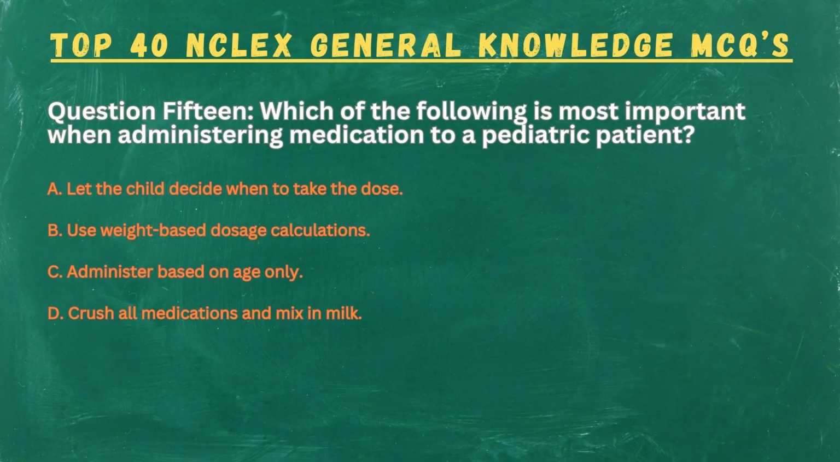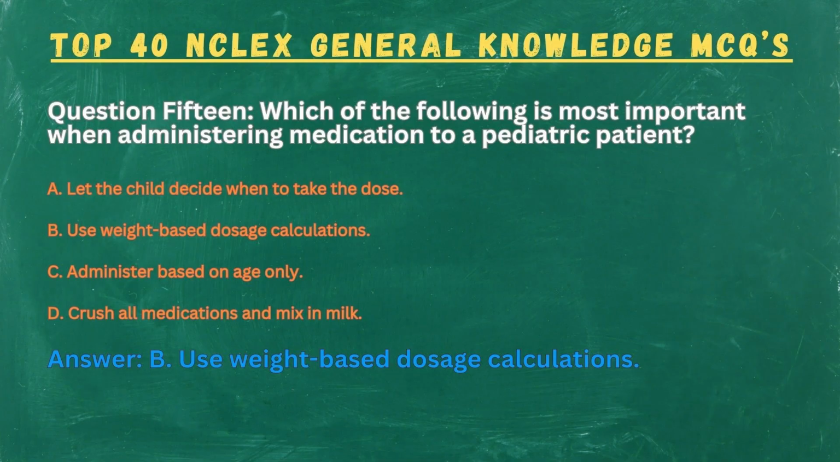Question 15. Which of the following is most important when administering medication to a pediatric patient? A. Let the child decide when to take the dose. B. Use weight-based dosage calculations. C. Administer based on age only. D. Crush all medications and mix in milk. Answer: B. Use weight-based dosage calculations.